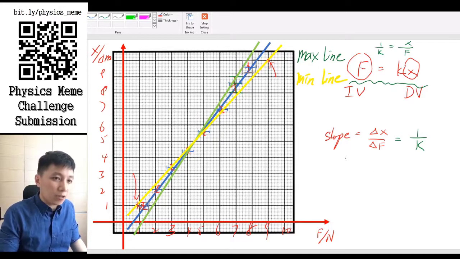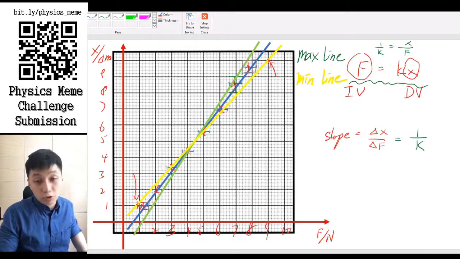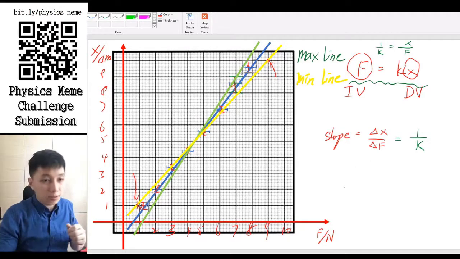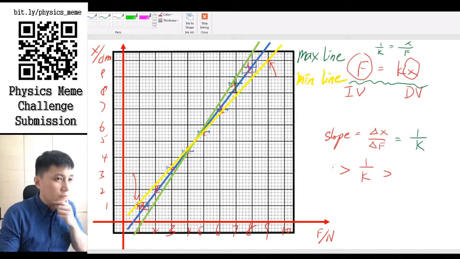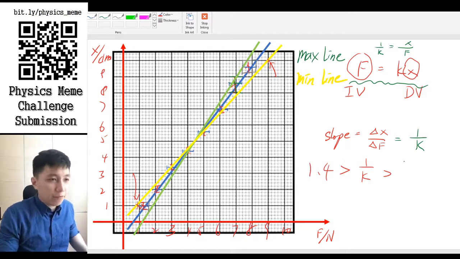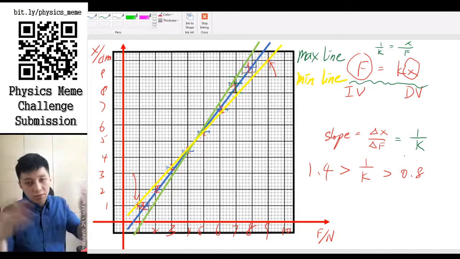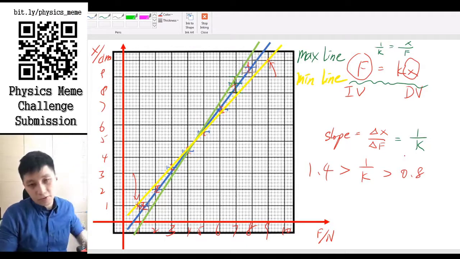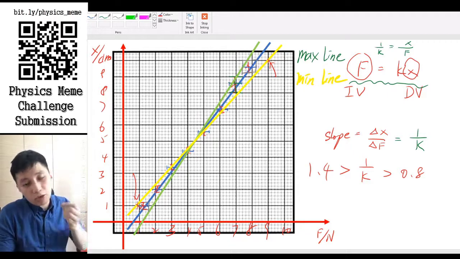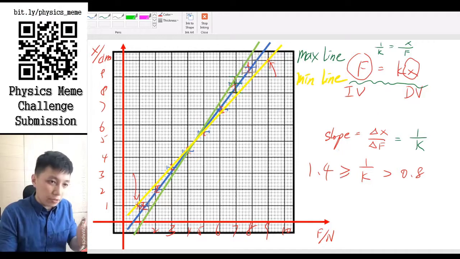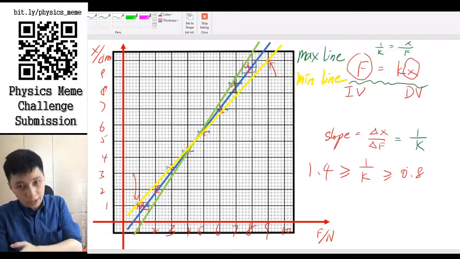Okay, so let's say you find out the slope of yellow and green, which give you the upper bound and the lower bound of the slope, which is once again 1/k. So let's say for the maximum one it would be 1.4, let's say, and for the yellow one it will actually be 0.8. Okay, I just make up the number. You can of course calculate it by using the coordinates. So what you mean in physics here would mean 1 over k has a limit from 1.4, actually you should include this as well, to 0.8.